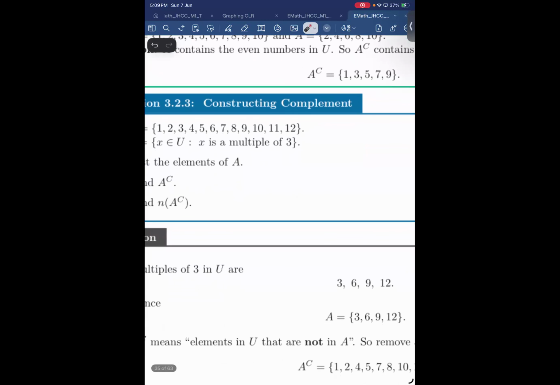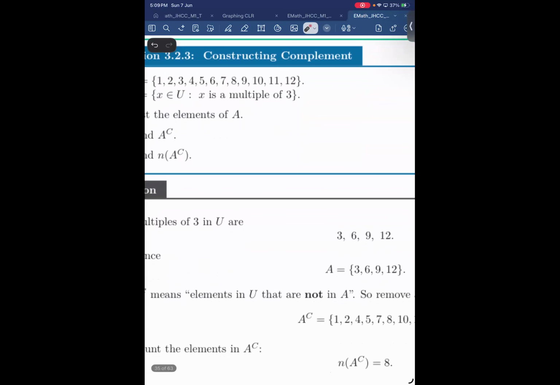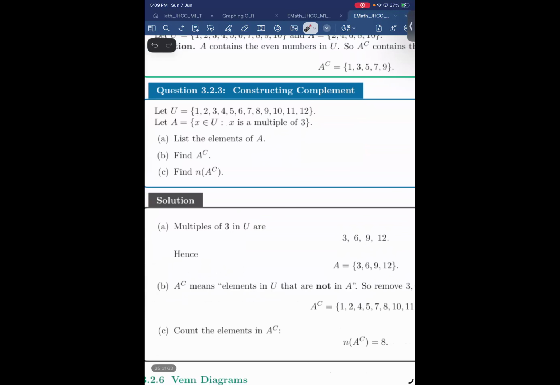Then find the number of elements. n of A complement is how many inside. So 1, 2, 3, 4, 5, 6, 7, 8. So 8 numbers inside over there. The number of elements of A complement is 8. So I think this is also quite simple.